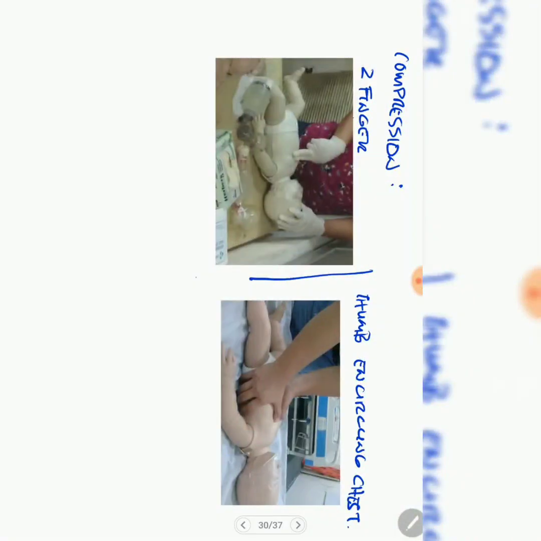So this is the photo as to how you're going to do chest compressions for infant. That's the 2-finger method and also the thumb encircling chest. So on your left side, that's the 2-finger method, and on your right side is the thumb encircling chest.